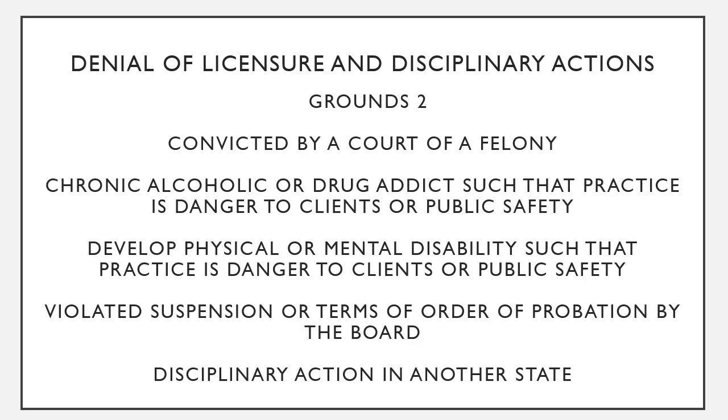On the second page of the grounds for potential denial of licensure or disciplinary action, we see a conviction by a court of a felony. We see that the potential for discipline occurs when one has become a chronic alcoholic or drug addict, such that the continued practice of engineering or land surveying may become a danger to clients or the public safety. We see that if one has developed a physical or mental disability such that practice of engineering or land surveying could become a danger to clients or the public safety.